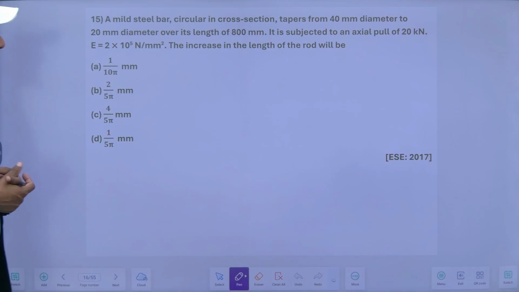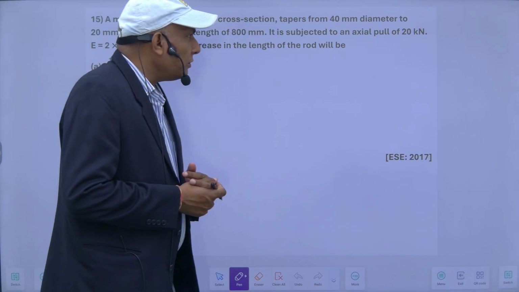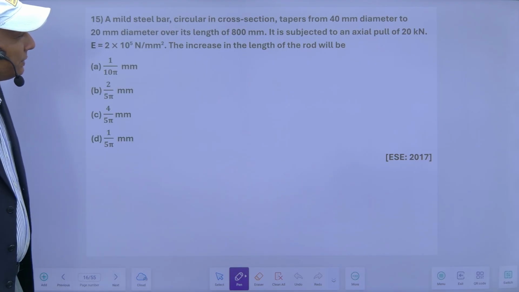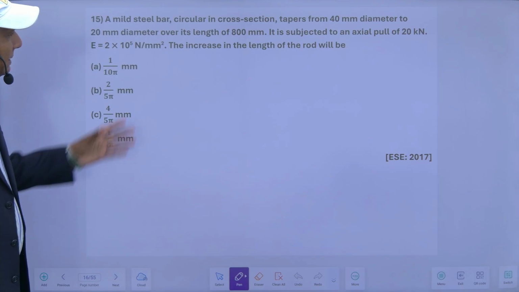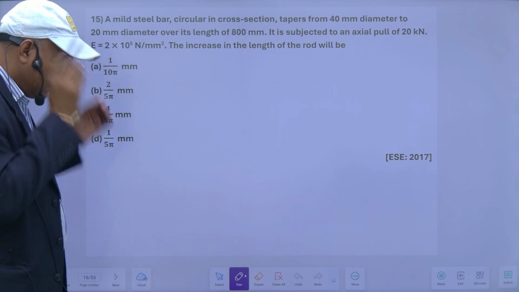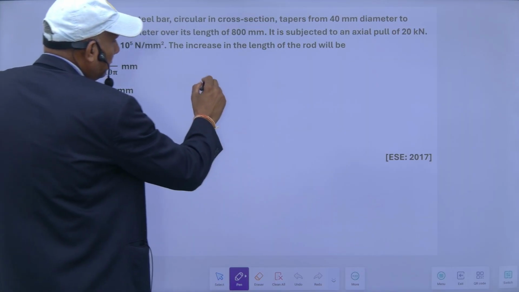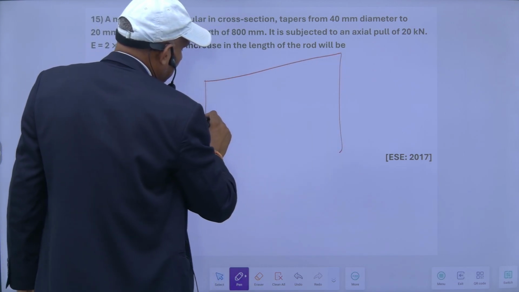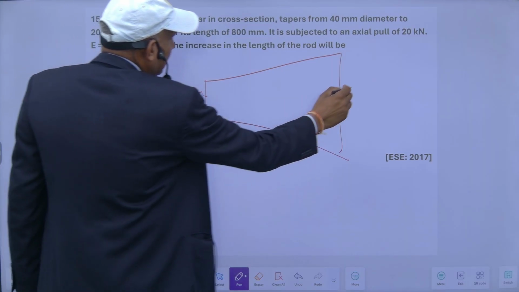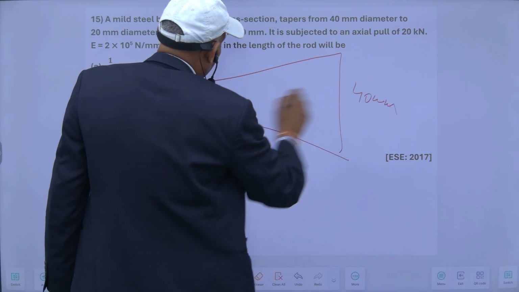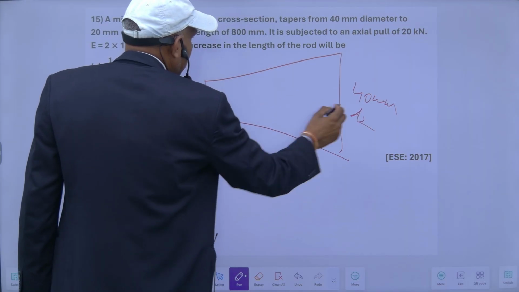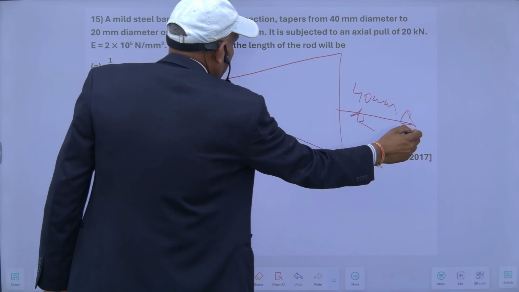A mild steel bar circular in cross section tapers from 40 mm diameter to 20 mm diameter over its length of this one. It is subject to an axial pull of 20 kN. The increase in the, yes. So this is the case. This is 20 mm and this is 40 mm, D1 and D2. So in this case, the pull is 20 kN.